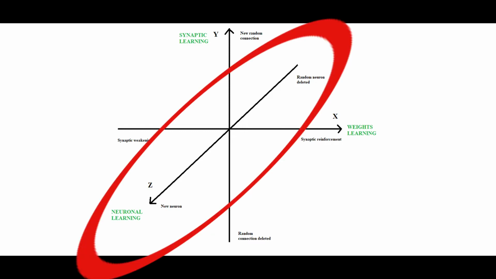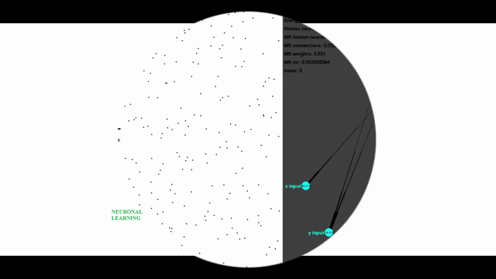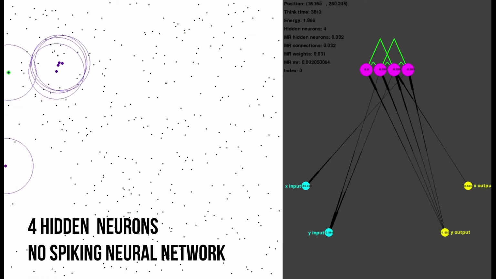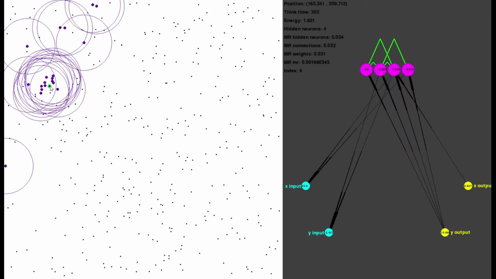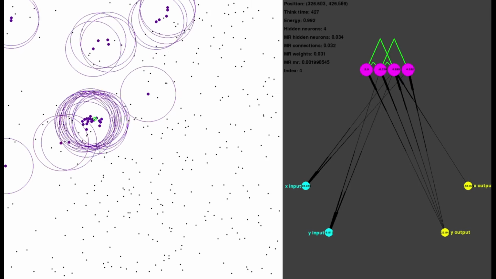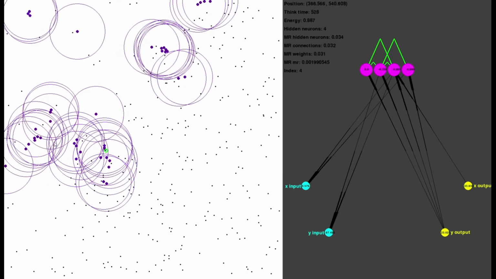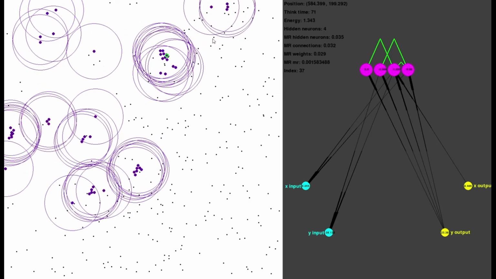Neural learning: creating or destroying neurons. When the total output of a cell exceeds the threshold of its number of hidden neurons squared, a new neuron is created. When the total output of the cell falls below a certain limit, a random neuron is destroyed. The neurons that are created are also subject to the 3 restrictions, so each new neuron will have at least one incoming and one outgoing connection. That is, if the total output is high enough, the neural network gets a new neuron with random connections. If the total output is near 0, a random neuron is destroyed, along with its connections.